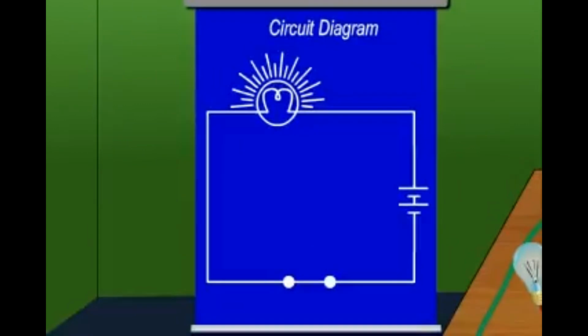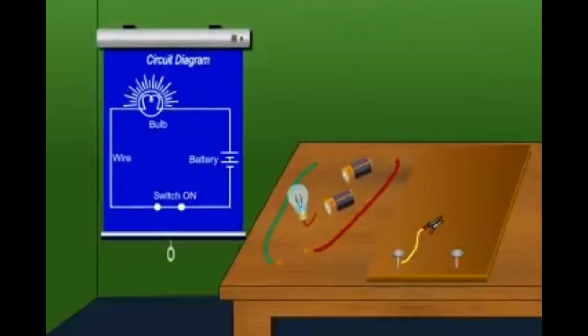And we know the symbols pretty well. So if you see, the circuit consists of an electric bulb, a battery that has two electric cells, a switch in the on position, and of course our connecting wires. So we get hold of all these components and then, according to the circuit, we connect these components.